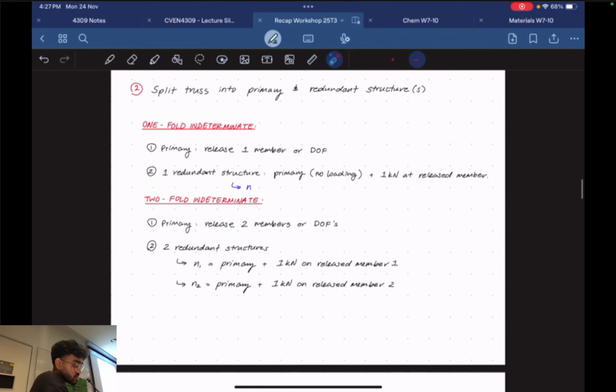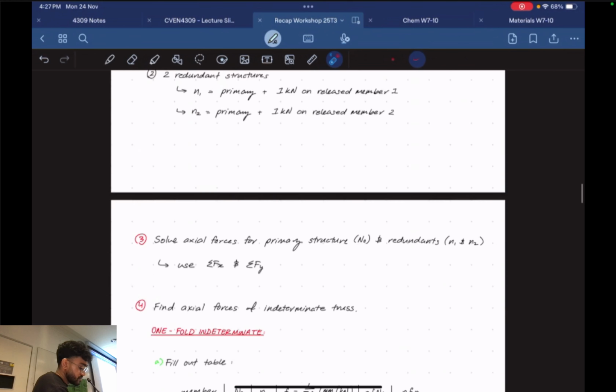Then you're going to split into your primary and your redundant structures. If it's a one-fold, you only have one redundant structure and one primary. If it's a two-fold, you have one primary and two redundants. So one redundant for each degree of indeterminacy. And I'll explain how to actually figure that out.